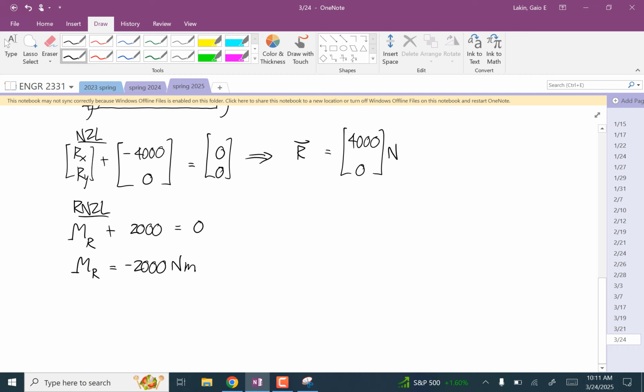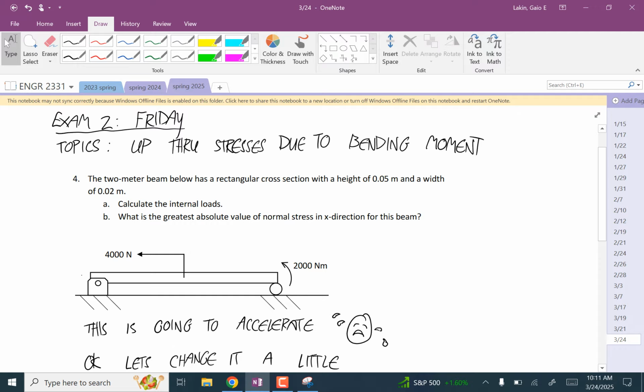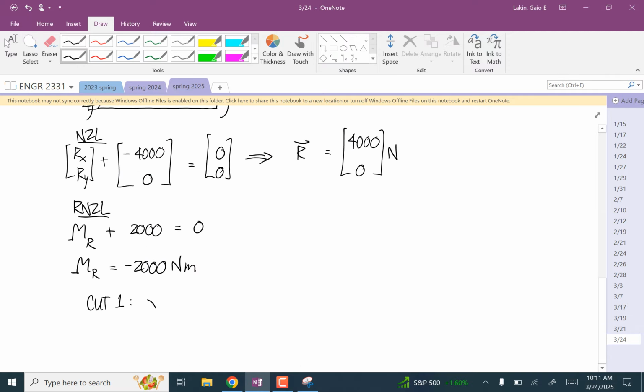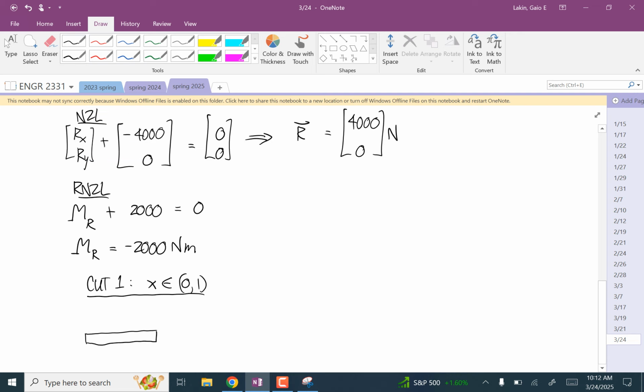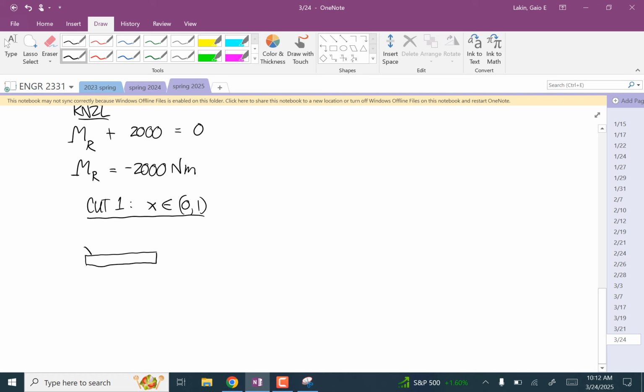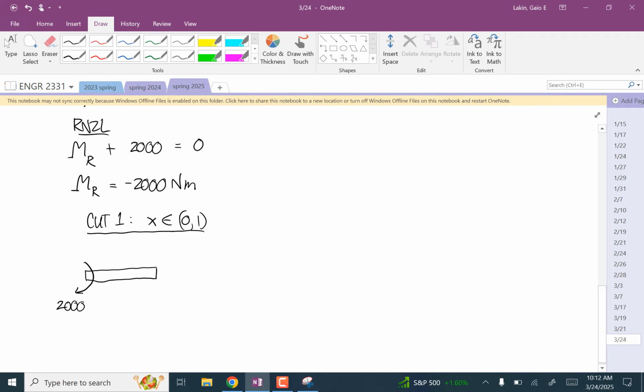And now we can do our cuts. So cut 1, the length of this is 2 meters. So cut 1 is going to be for the left half, for x's between 0 and 1. And we have a reaction couple here of 2,000 that way, and a reaction force of 4,000 newtons, and then T, V, and M.